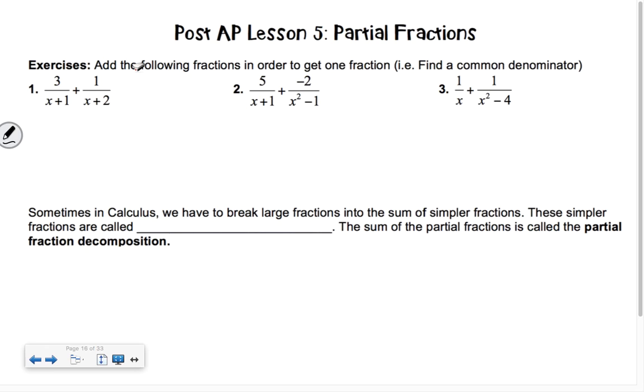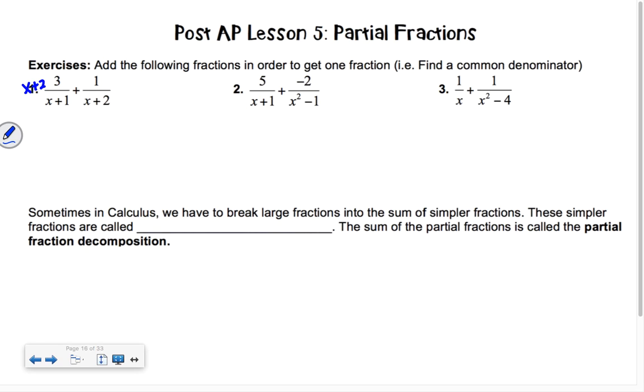Sometimes it's hard to know exactly what process to do. Today we're learning about partial fractions. It says add the following fractions in order to get one fraction. This is kind of a preview. And yes, I hope you know how to do this from Algebra 2. All of you were like, oh, this is easy.